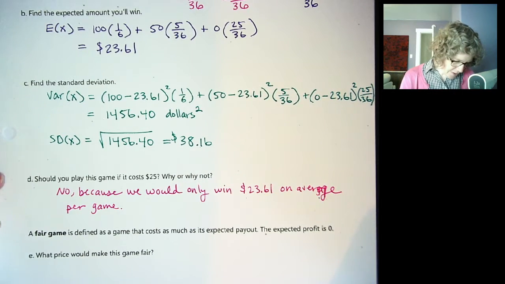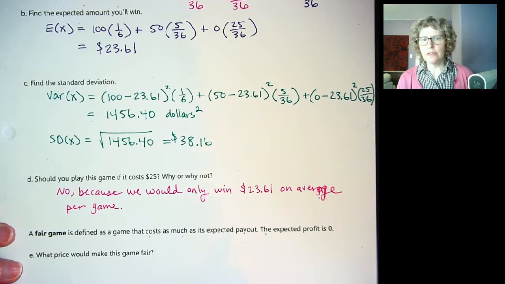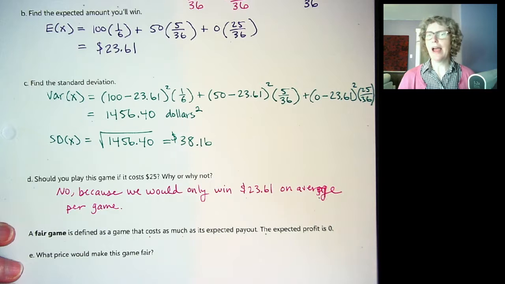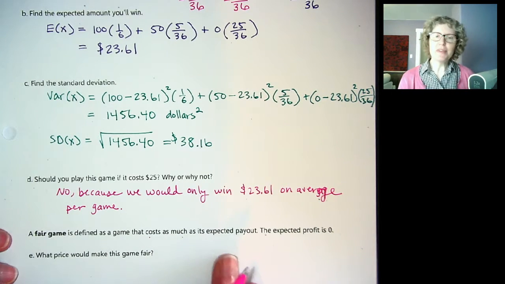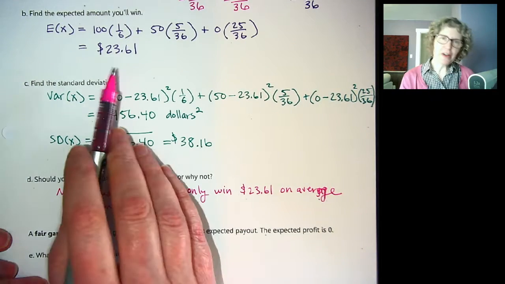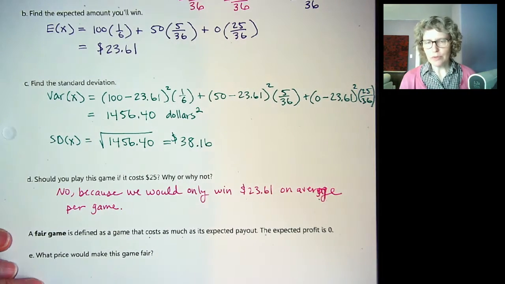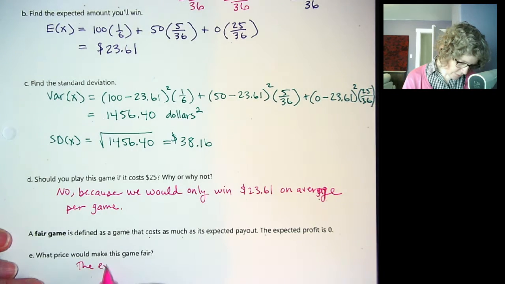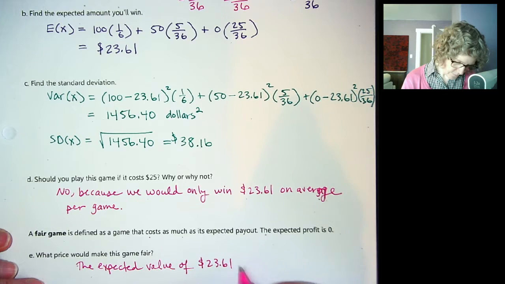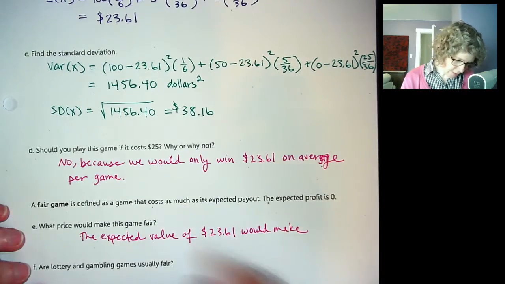Okay, so a fair game is defined as a game that costs as much as its expected payout. In other words, the expected profit is 0. So it would be a game where you would expect to break even on average in the long run, okay? Some people would say, what's the fun in that? It's gambling after all, right? And you don't see many fair games, but that's what it would be. So if this game costs, sorry, I said that wrong, if this game costs $23.61 to play, if we paid that much each time, and on average we expect to win that same amount, then in the long run we would break even. So the price, the expected value, if they charge that much, would make it a fair game.